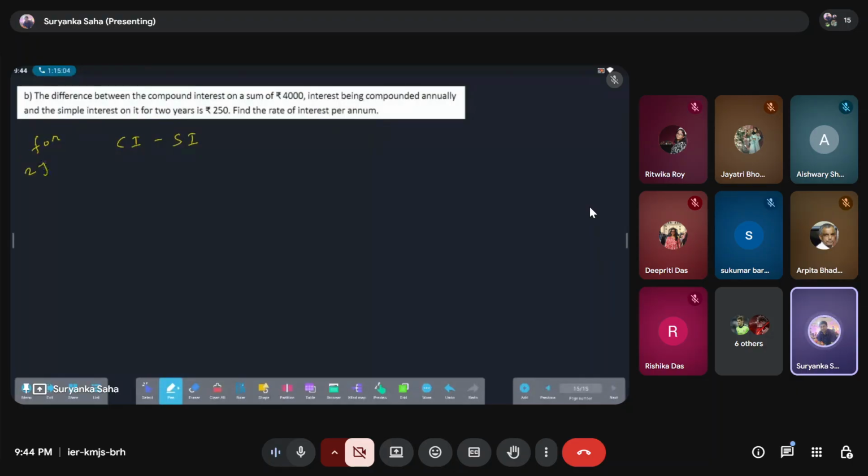2 years, rate is the same. So it will be principal into R by 100 whole square. The difference is given, that is 250. Difference is 250, so I will write 250 over here. Principal will be 4,000, into the rate you have to find out, R by 100, R square by 100 square. So R square will be equal to, take all above, 250 into 100 square, so 4 zeros, divided by 4,000.